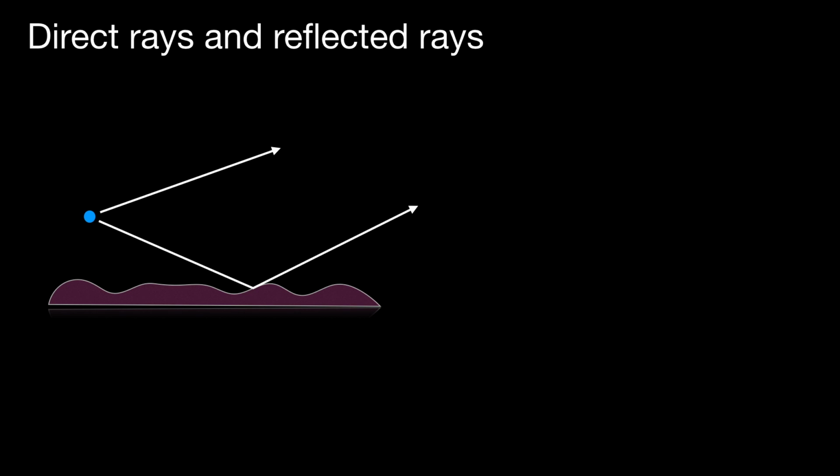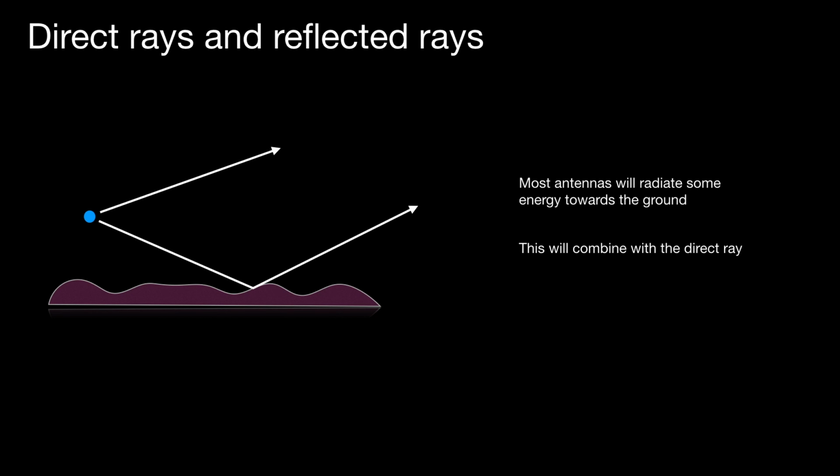So this has to be taken into account quite often with things like microwave links over water, where the reflected ray can cause fading with the movement of the water at the receive end. And there is a short discussion about this in chapter 10 in Advanced. As I say, we will be going through this in a bit more detail later on. So most antennas will radiate some energy towards the ground, and this will combine with the direct ray.